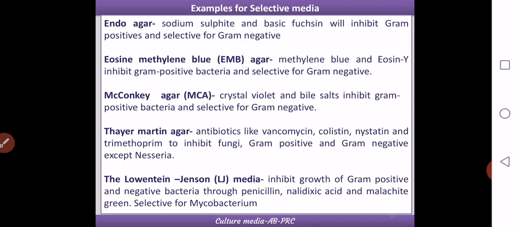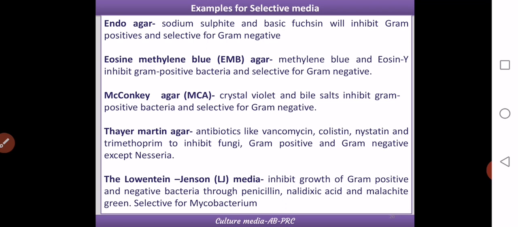You can see examples. Now the first example is endo agar. We have different examples for this category. Endo agar is one of the classes of media which has wide application. In endo agar, sodium sulfite and basic fuchsin will inhibit the growth of gram positive organisms. So definitely gram negatives will be promoted to grow. That's endo agar. Then eosin methylene blue, or EMB agar, in which methylene blue and eosin Y inhibit gram positive organisms, and again gram negatives are preferred.